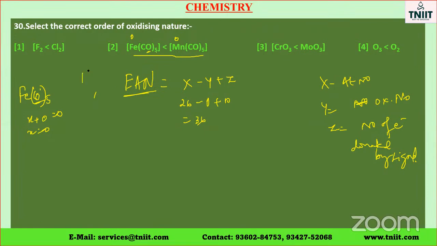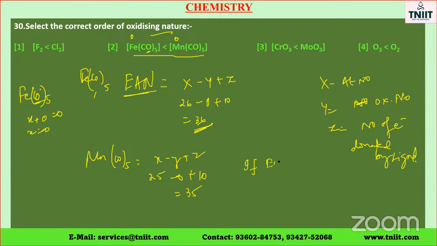Now, coming to [Mn(CO)5]. X minus Y plus Z: manganese is 25, oxidation number is 0, and it also has 5 ligands, 5 times 2 is 10. So it will be 35. So 36 is a noble gas configuration, and 35 is less than the noble gas configuration. Therefore, [Fe(CO)5] will be less oxidizing in nature compared to [Mn(CO)5]. The clue here is that if the effective atomic number is less than 36, the noble gas configuration of krypton, the complex is an oxidizing agent. So the answer for this question is option 2.